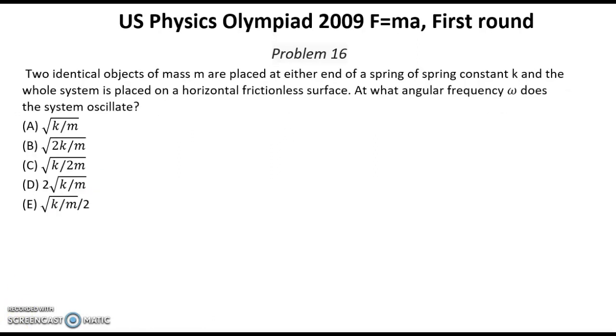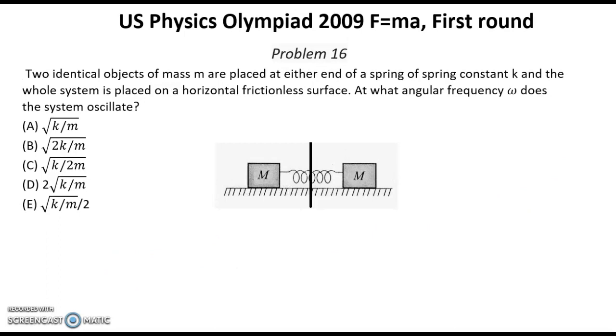Problem number 16. Two identical objects of mass m are placed at either end of a spring of constant k, and the whole system is placed on a horizontal frictionless surface. At what angular frequency omega does the system oscillate? Solution. Let's draw this picture.